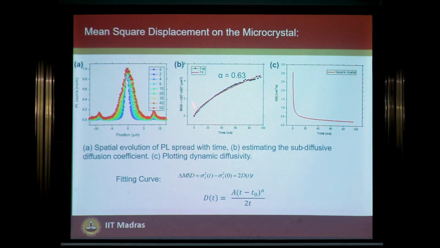So this is a fitting. We calculate the MSD versus time, and we intentionally choose a power law expansion. What we get is an alpha in the range of 0.63. What alpha is telling us is that if alpha is 1, it is diffusive in nature. If it is more than 1, it is superdiffusive, which happens at very early times. And if alpha is less than 1, it is subdiffusive in nature. We clearly see a subdiffusive nature, and this is what was expected.